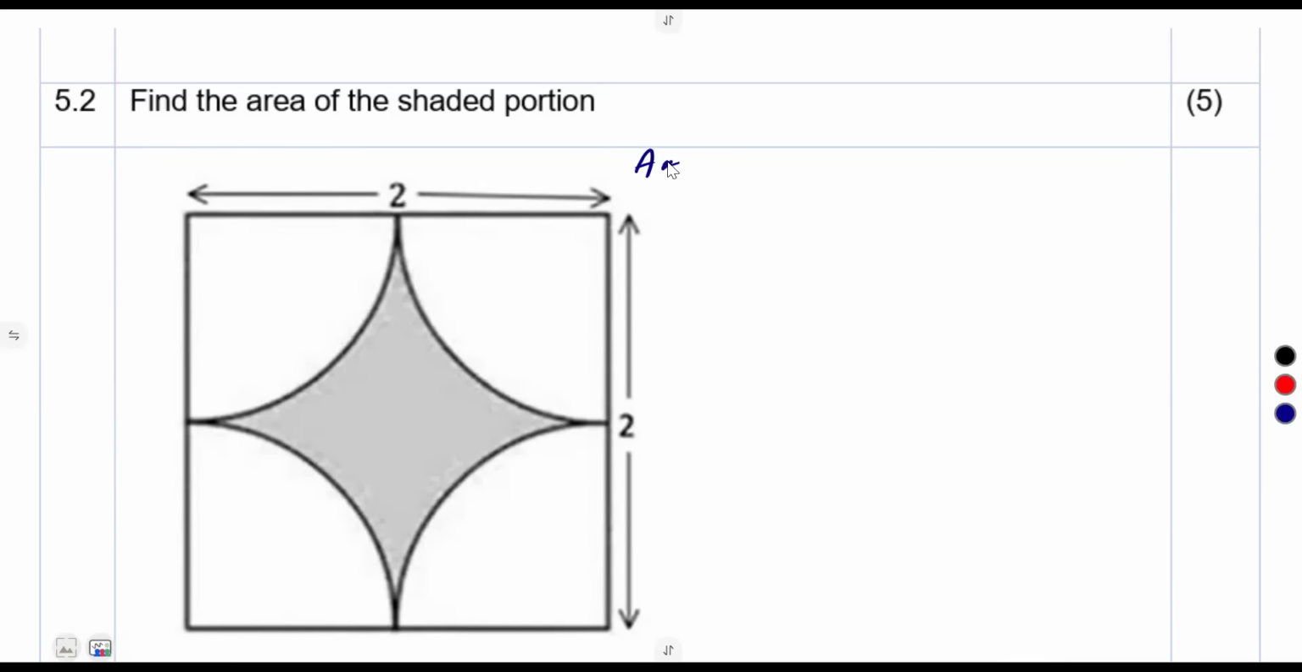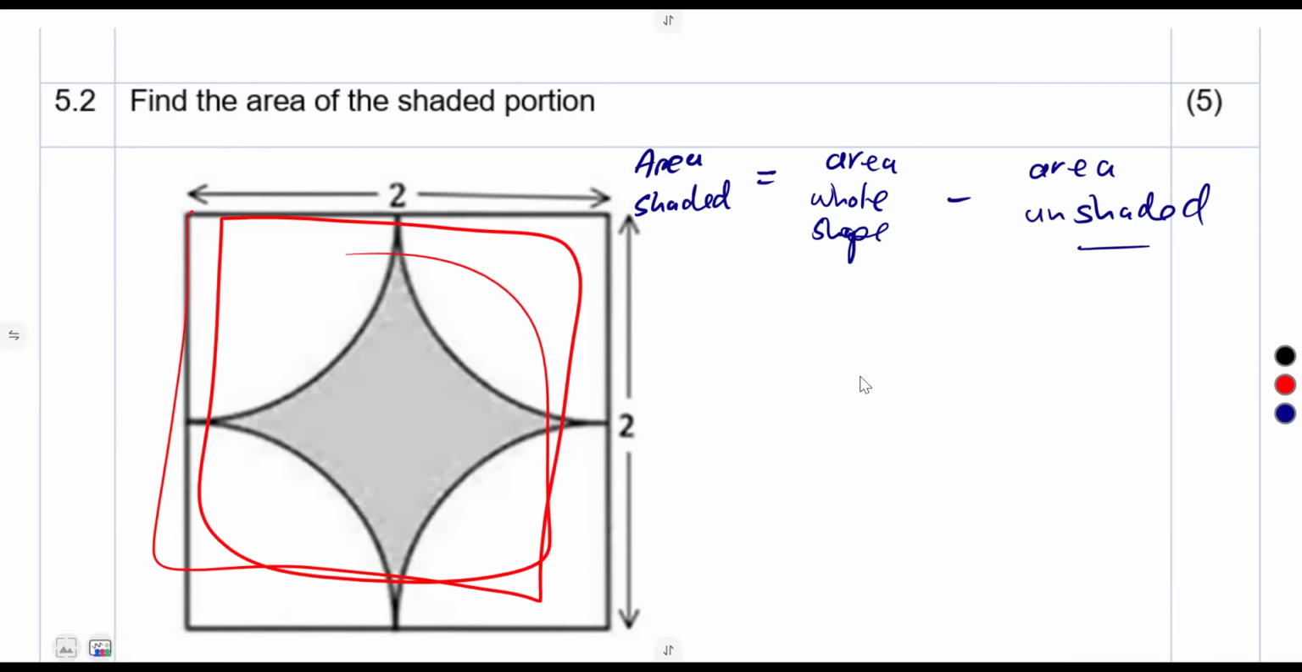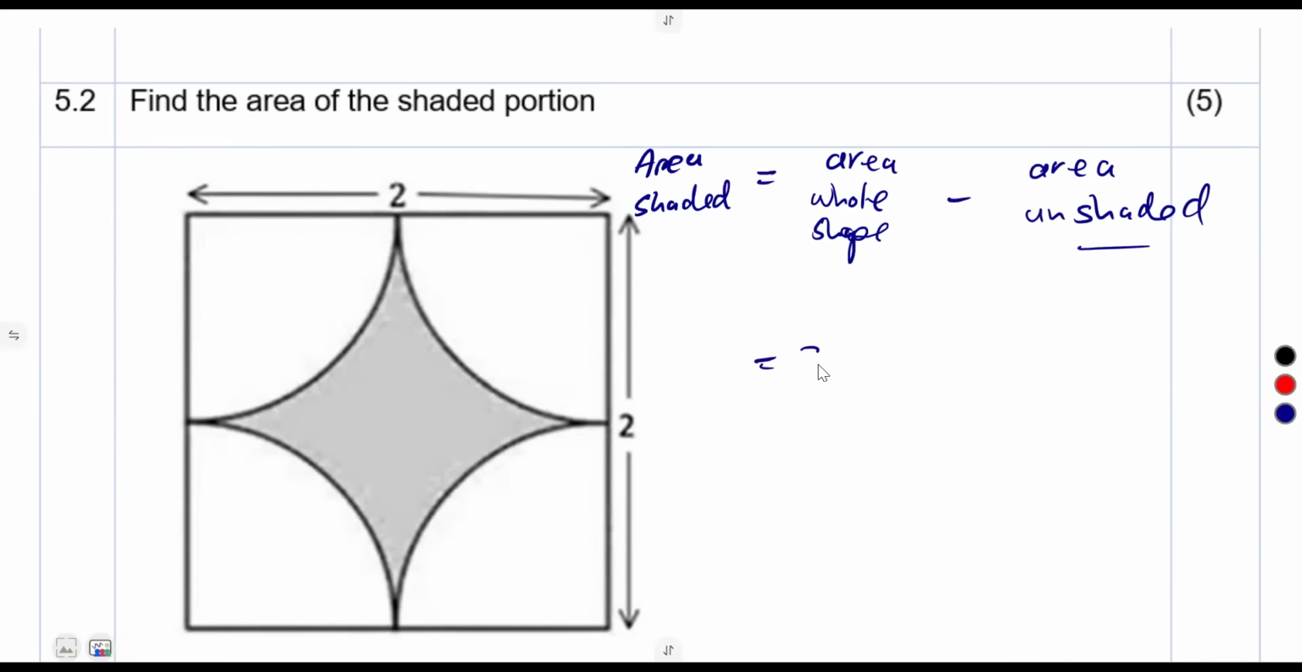So the shaded part, the area which is shaded, we can simply say is the area of the whole shape that we are given, minus the area of what? The unshaded region. The whole part that we have is a square. So that's 2 times 2, which is our square. Remember, side squared.